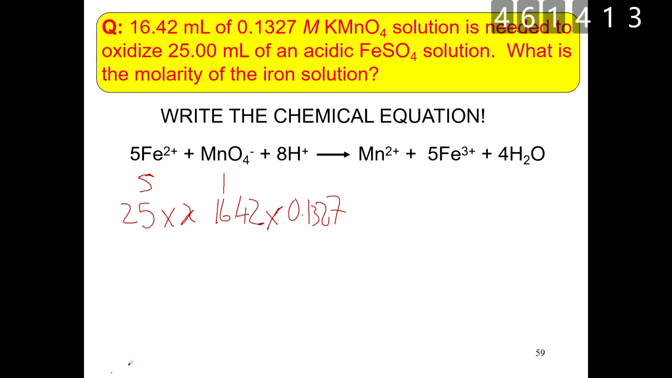So here it's 5. 5 over 25x equal to 1 over. And now how to get the x?